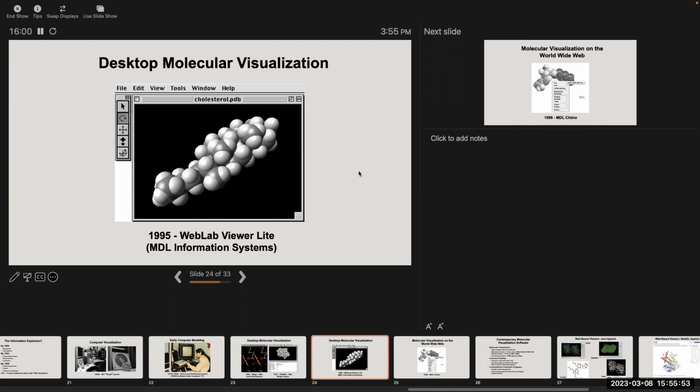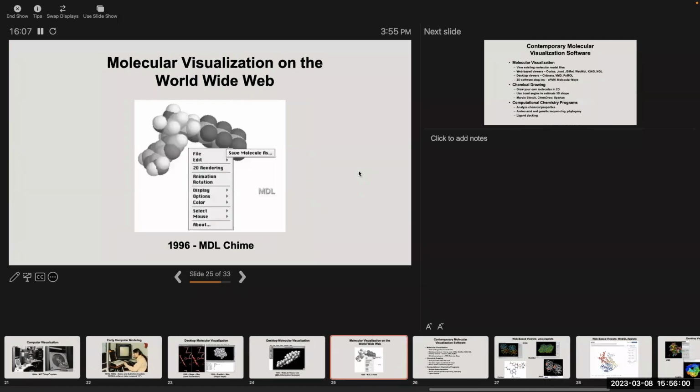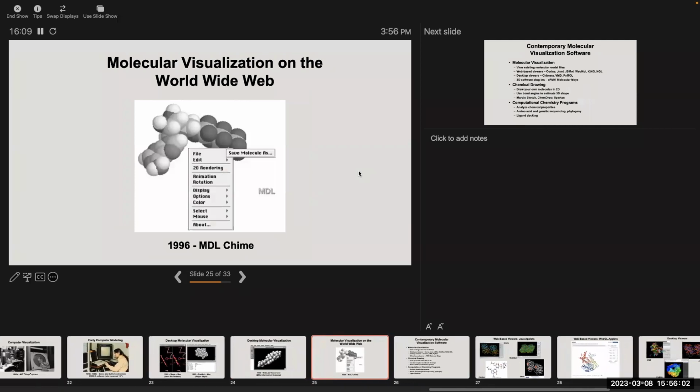It was released by a private company called MDL Information Systems. A year later, that same company released another version of WebLab Viewer Lite that was called Chime or Kime. I've never been able to figure out whether it's pronounced Chime or Kime. Probably we'll call it Chime, but it's short for chemical mime, which is why sometimes I want to pronounce it Kime, because it's that hard C sound.